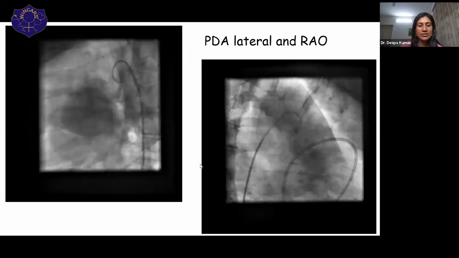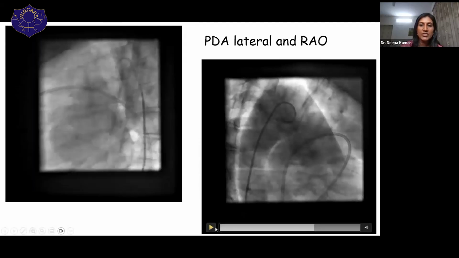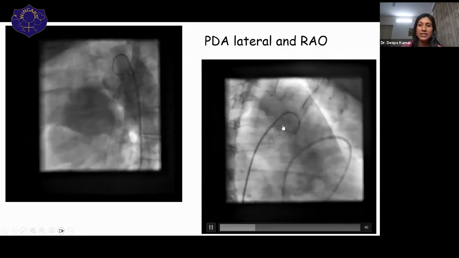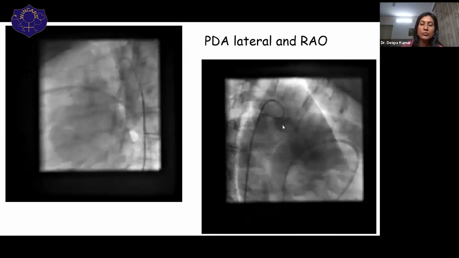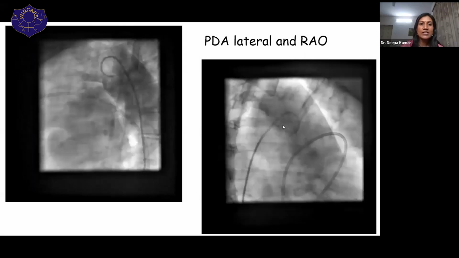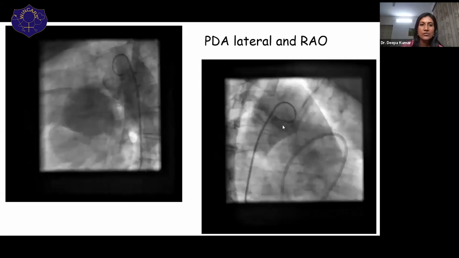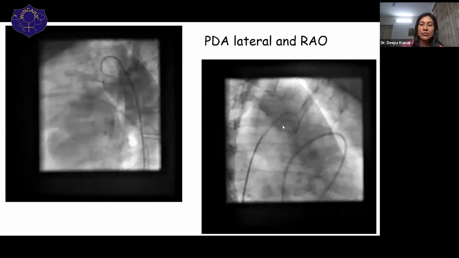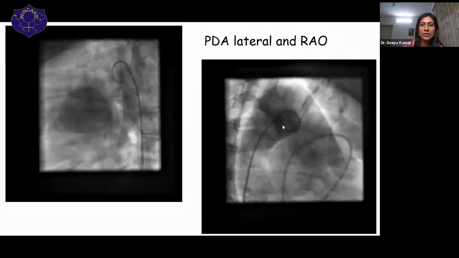Okay, so this is another PDA. So sometimes the lateral view may not be enough. We may have to do an RAO view also, especially if it's a very large duct that you're not clearly profiling in the lateral view. Another indication is when you want to profile the aortic end of the duct. The lateral view gives a clear idea about the aortic end as well as the position and size of the LPA. But if you want a much clearer view of the arch and the descending aorta, you can do an RAO view also.